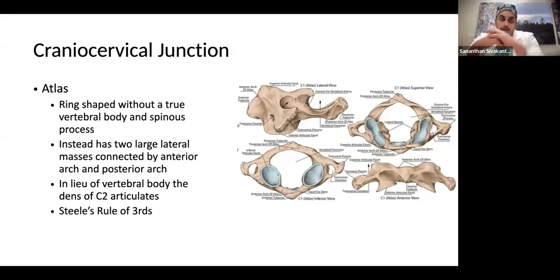One clinically important principle here is Steele's rule of thirds, which states that the volume within the atlas can be divided into three parts. The posterior part is the CSF, the middle part is the spinal cord itself, and the anterior part is the dens. This has clinical significance when you're dissecting down or instrumenting or dealing with various pathologies of the atlas.